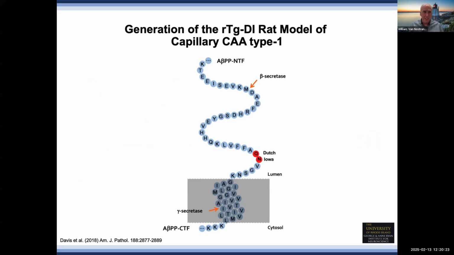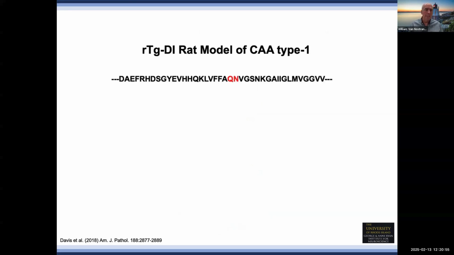So the first model I'd like to describe to you today is our rTg-DI rat model of capillary CAA type 1. Here, what we did is we designed these rats to express human APP in neurons, and that APP is harboring both the Dutch and the Iowa mutations, with the idea that these rats would produce this chimeric Dutch Iowa mutant A beta in their brains. The reason why we put both these mutations in is because I showed in the earlier work that this chimeric peptide forms fibrils much more rapidly and it's much more cytotoxic. So that's why we initially used this chimeric form.